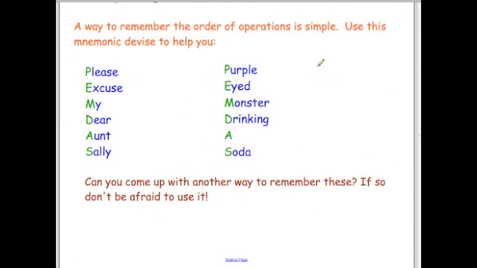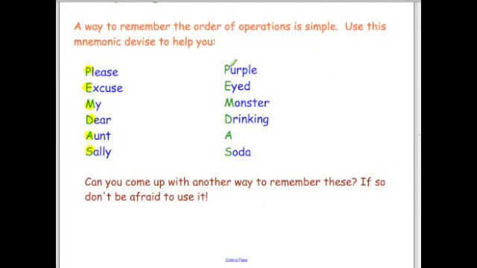So a way to remember the order of operations is simple. Use a mnemonic device to help you. The one that I learned when I was in high school was, please excuse my dear Aunt Sally. So the P stands for parentheses, the E stands for exponents, the M stands for multiply, the D stands for divide, the A stands for add, and the S stands for subtract.